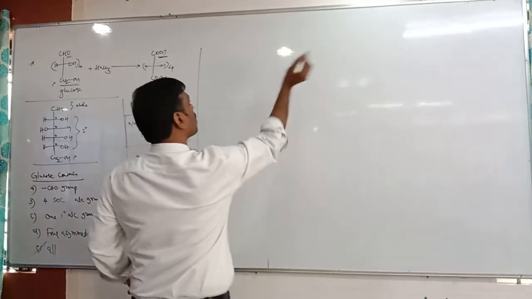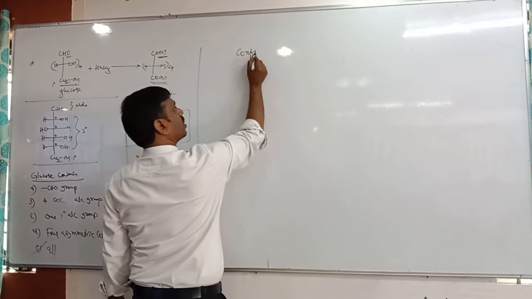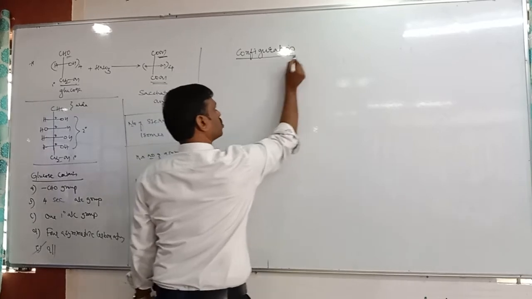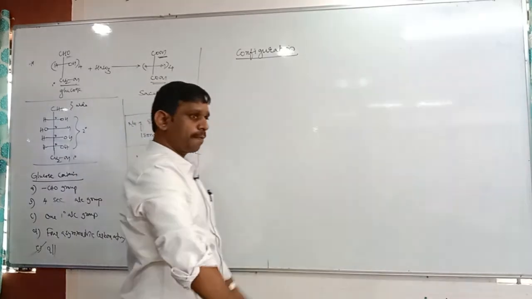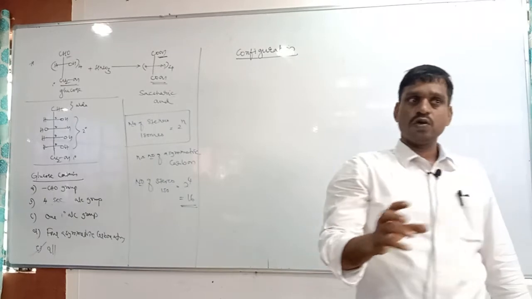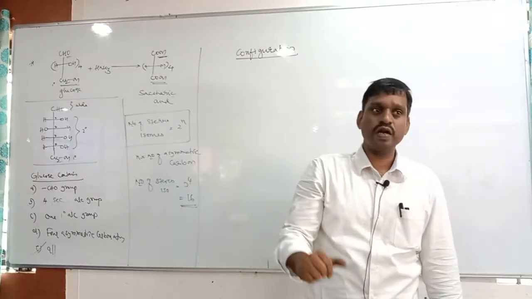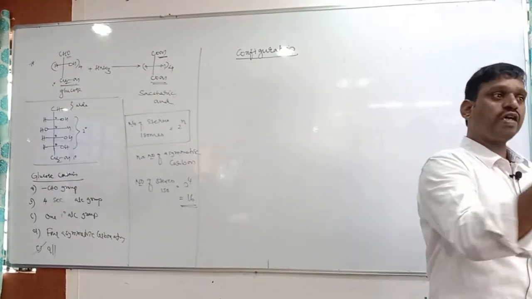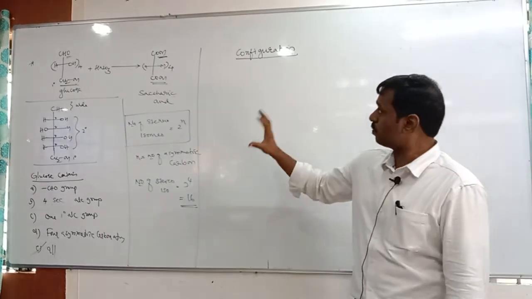Okay, next is configuration. Not only in glucose, in carbohydrates we write the configuration. Wherever we write glucose, we write D-glucose, capital D. Generally glucose is always D-glucose. More than 90% of carbohydrates are of D configuration, whereas in the case of amino acids we take L amino acids.